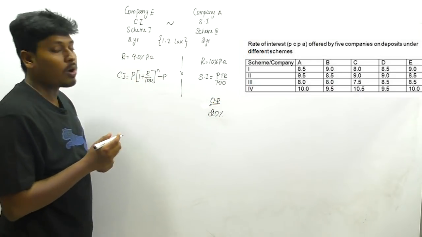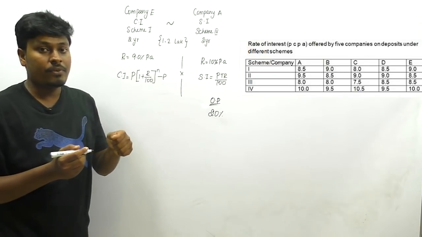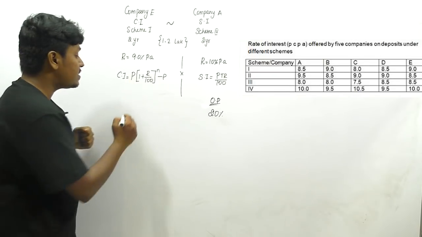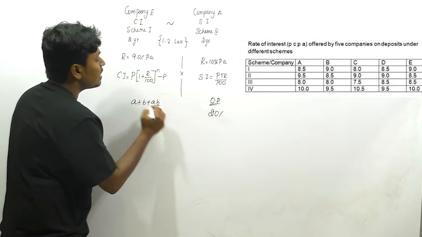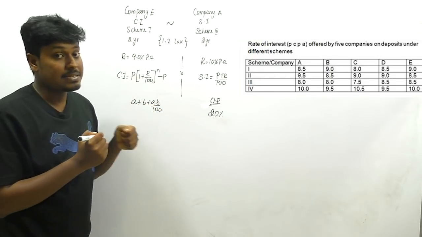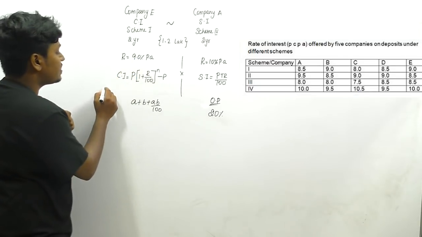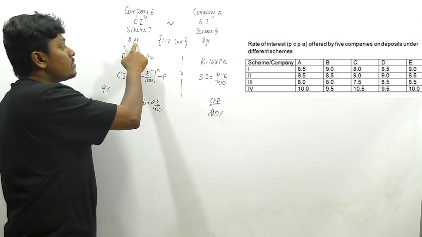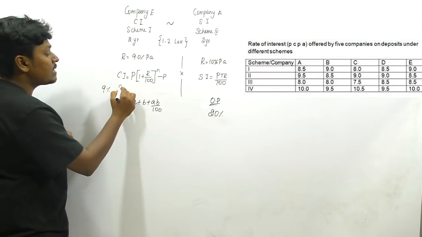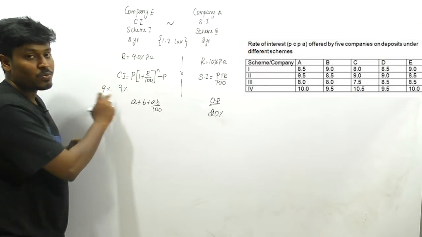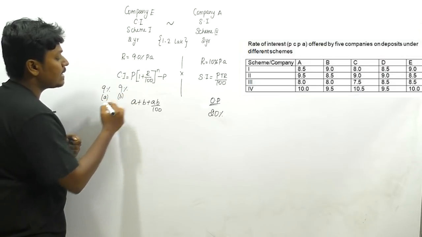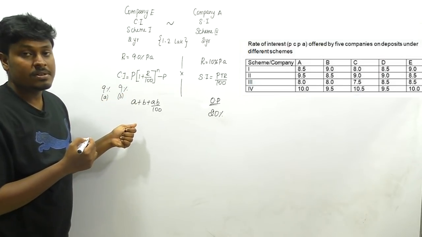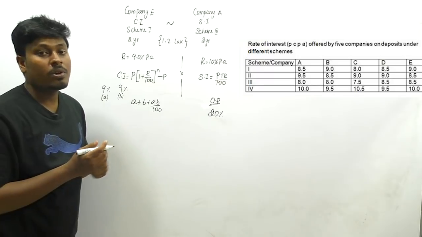And let me move on to the compound interest. I have taught you one formula in the initial stage itself, which is A plus B plus AB by 100. So friends, here the rate of interest is 9%. Listen carefully, our target is to find for 2 years. So let me split 9%: 1 year 9% as A, and second year 9% as B.